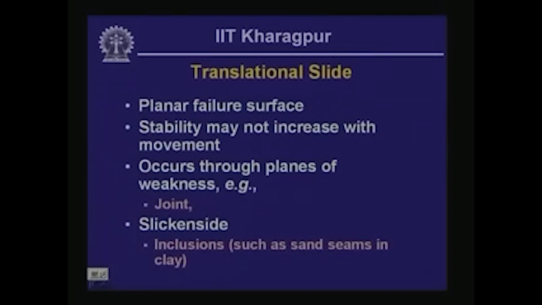Typically, translational slide occurs through planes of weakness such as joints or slickensides. On many occasions, translational slide is triggered through planes of weakness such as joints, slickensides, and inclusions, such as sand seams in clay.